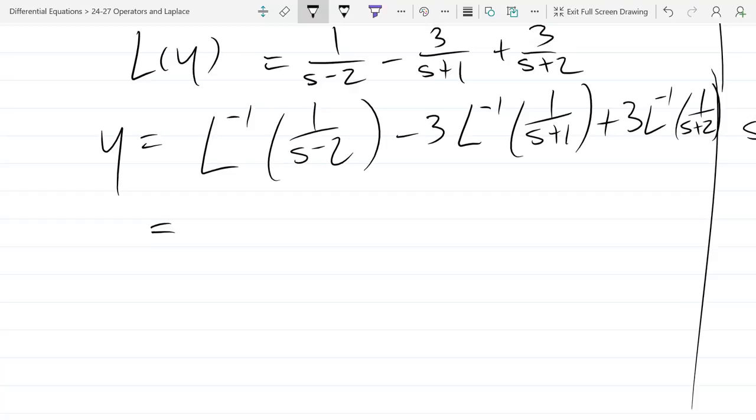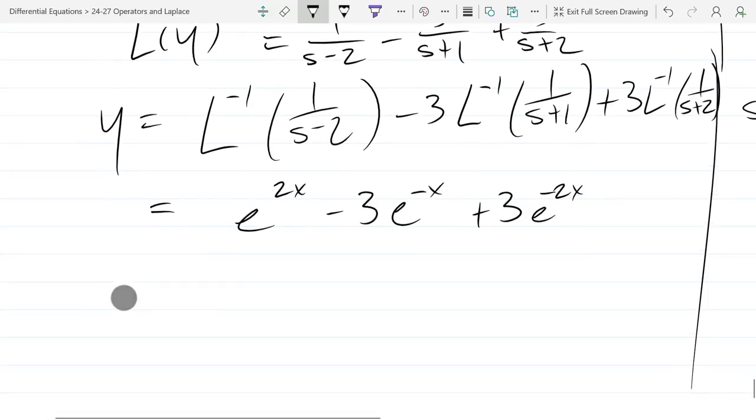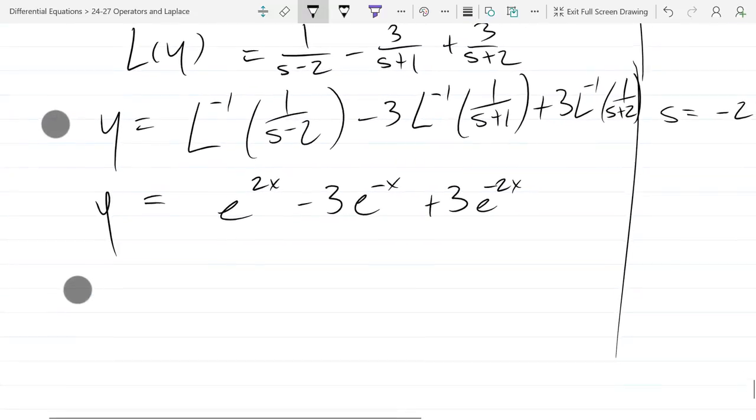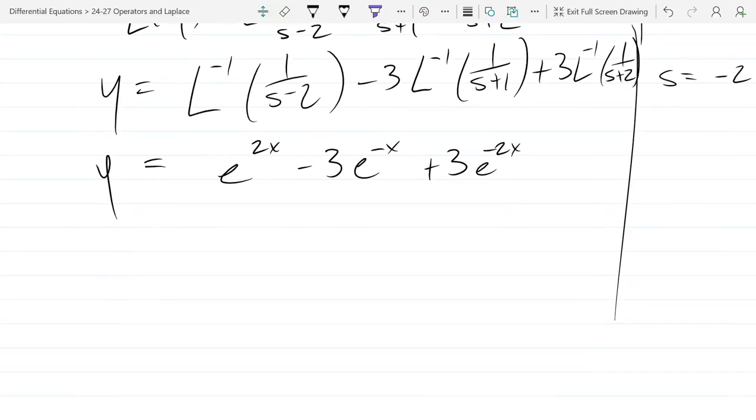So A is negative 2. So this is e to the negative 2x minus 3 e to the negative x plus 3. Oh, whoopsies. Yeah, absolutely. And somehow I got the middle term right. Yeah. All right, that is your solution right there. And remember, all these problems need initial conditions, and that would mean that you don't get any undetermined coefficients at the end. So you shouldn't see any undetermined coefficients.